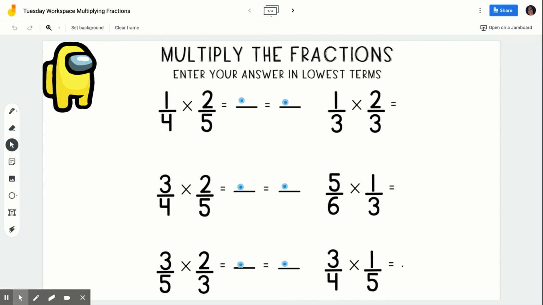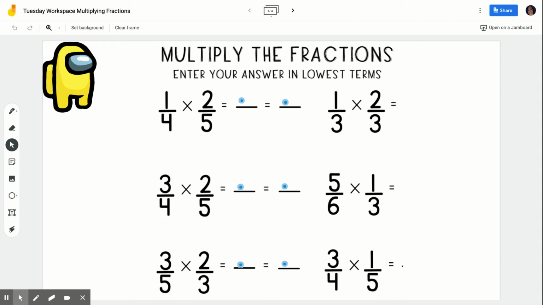Just so everybody is aware, I mentioned in yesterday's lesson that models are just as important as the algorithm. The algorithm is what we're doing today, which is just jump straight to solving. But you will see just as many models on your EOG as you will problems that involve this algorithm. So it's important to know and understand both.